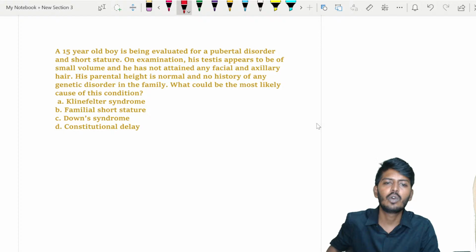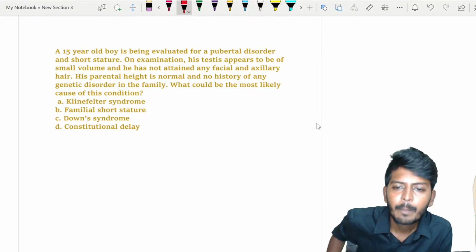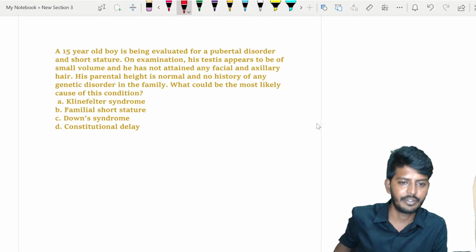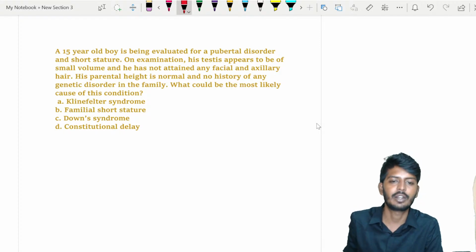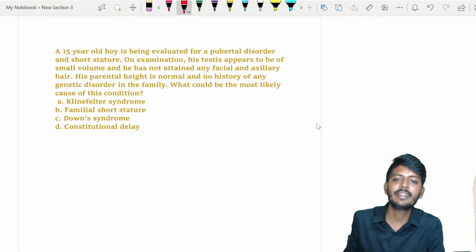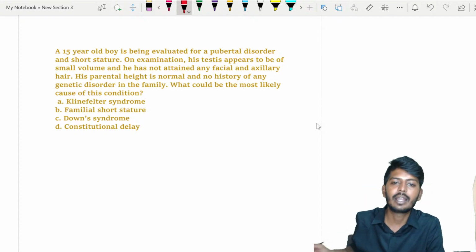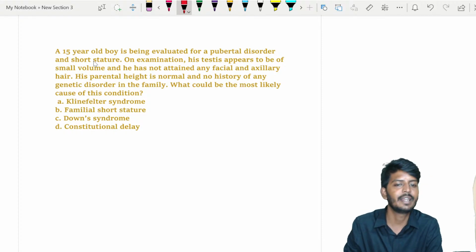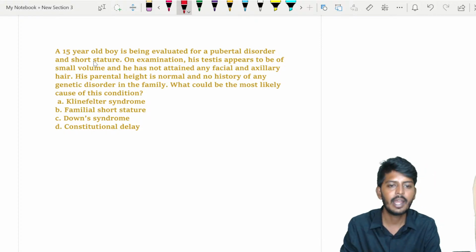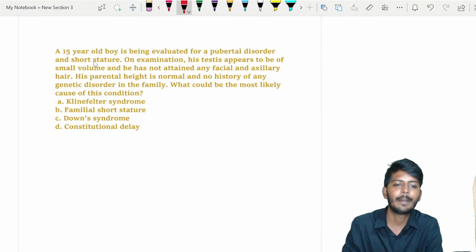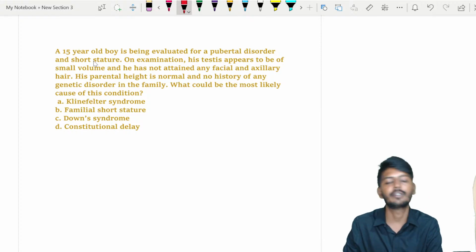A 15-year-old boy is being evaluated for pubertal disorder and short stature. On examination, his testes are of small volume. He has not attained any facial or axillary hair. His parental height is normal and there is no history of any genetic disorder in the family. What would be the most likely diagnosis? Klinefelter syndrome, familial short stature, Down syndrome, constitutional delay.